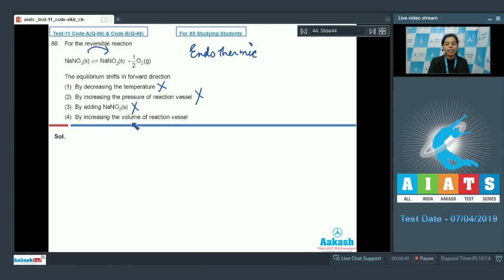After that, by increasing the volume of the reaction vessel. If you increase the volume of the reaction vessel, it means there is less pressure. And as the pressure is reduced, the reaction will move in that direction where the number of moles is more. In which direction are the number of moles more? We already discussed: on the reactant side, fewer moles are there, while on the product side, more moles, 1.5 moles of products. It means the reaction starts to move in forward direction. So the only case where the reaction will move in forward direction is given in option 4. So option 4 is my correct answer for question number 88.